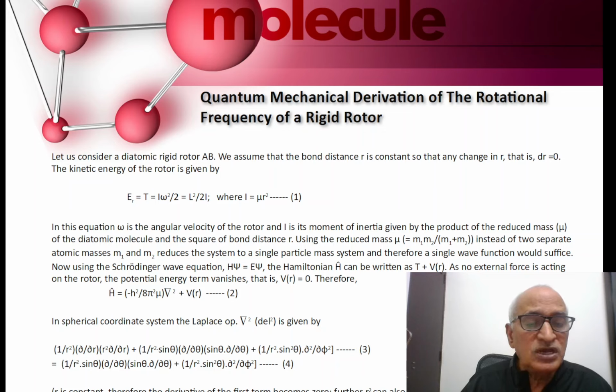Alternatively, the Hamiltonian can also be written as kinetic energy. You see in equation 2, we have a potential energy term V(r). Because the diatomic molecule is not experiencing any force from outside, its potential energy is zero. Therefore, we have included only the kinetic energy term T. Here T is not temperature, remember. Here this T stands for the kinetic energy operator. It is not temperature. So H is in the form of the kinetic energy operator and equals L square by 2I.